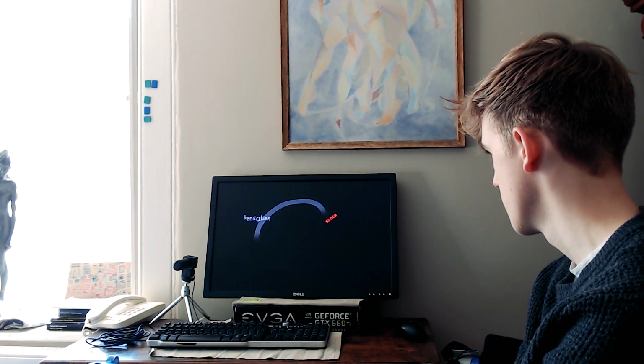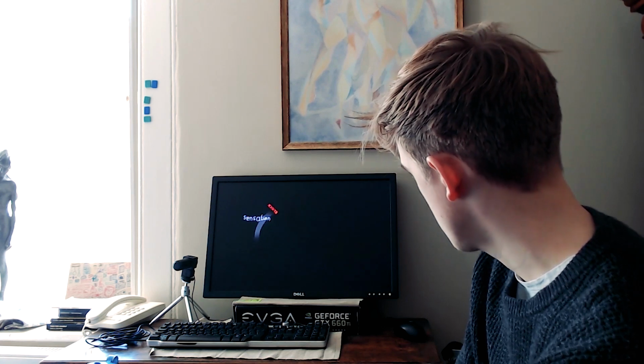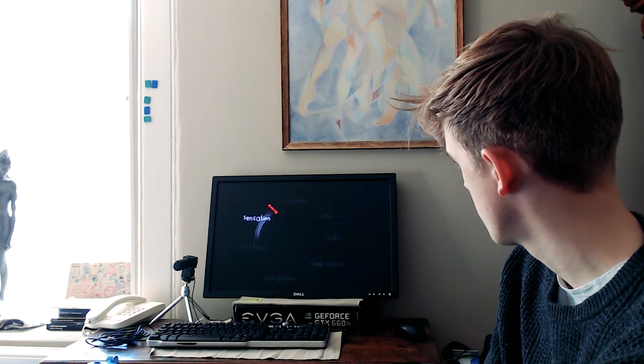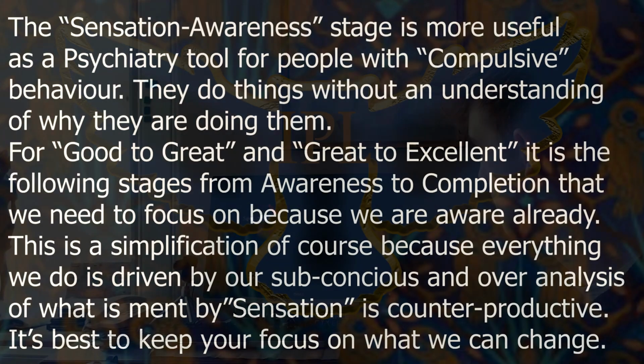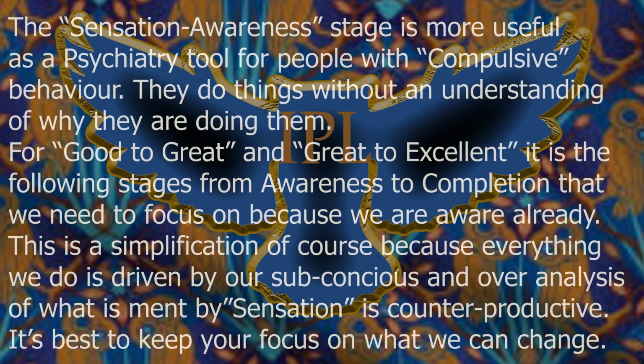The first block is the trickiest one to talk about because it happens so early on in the cycle that the person experiencing the block will never become aware of the need. The need is out of their awareness. The sensation to awareness stage is more useful as a psychiatry tool for people with compulsive behavior. They do things without an understanding of why they're doing them. So really, it's used by psychiatrists and psychologists to help people to become just normal.